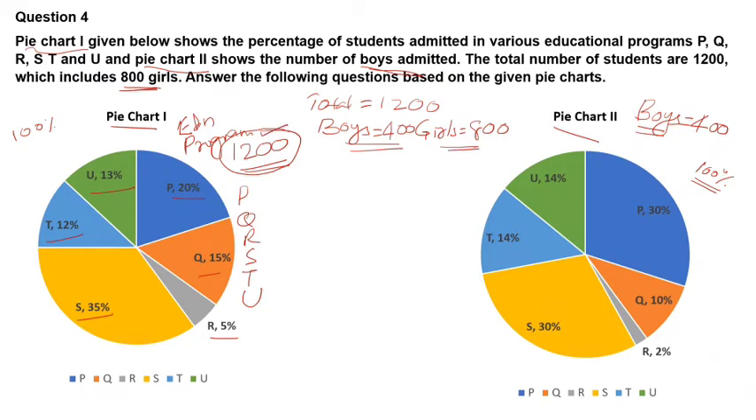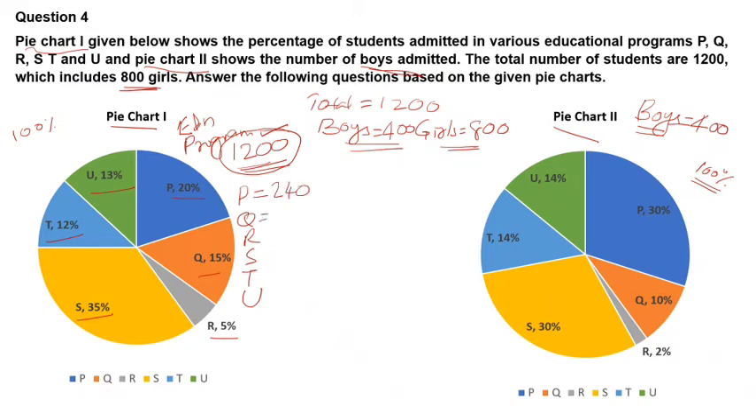So if 1200 students are there, what is 20% of 1200? We know 10% of 1200 is 120. To find 10%, you cut a zero. So 10% is 120. What is 20%? 20% will be 240.